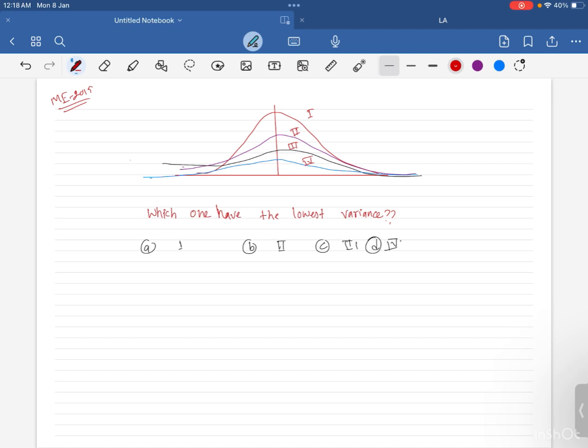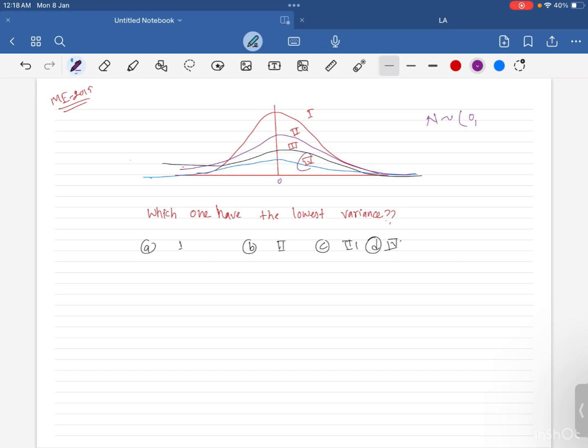So this question is from ME 2015, and we have been given these normally distributed functions, or normal distributions, and 0 is the mean for each distribution. The question is which one has the lowest variance. The more spread in the distribution, the more the variance, right?